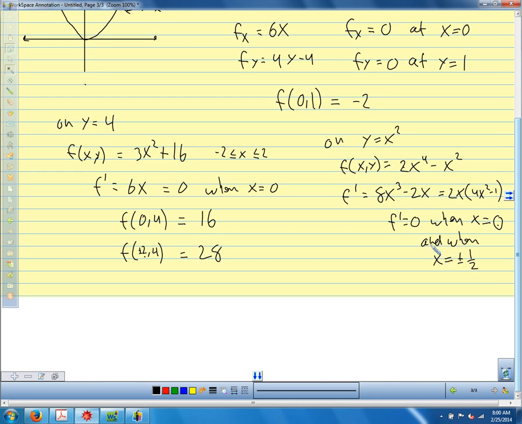And we know that when x equals 0, this function evaluates to 0 along that boundary. F of 0 is 0. So I'm on the boundary, so I'm just evaluating the function at x equals 0. When x equals 0, f is 0. And when x is plus or minus 1/2, f of plus or minus 1/2, I get negative 1/8.